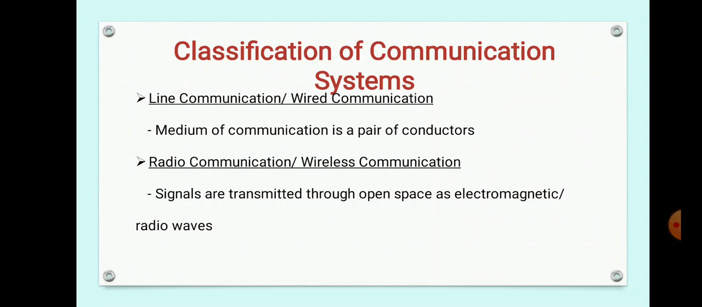So in order to overcome all the disadvantages of line communication, radio communication is introduced. It is a wireless communication technology, and here the signals are transmitted through open space or air as electromagnetic or radio waves. That is radio communication. So it can overcome all the disadvantages of line communication.